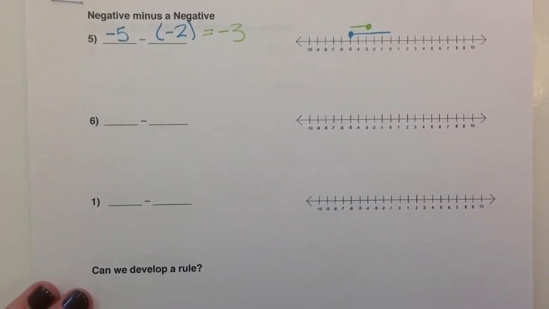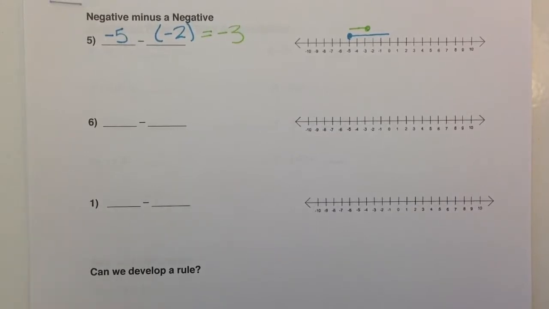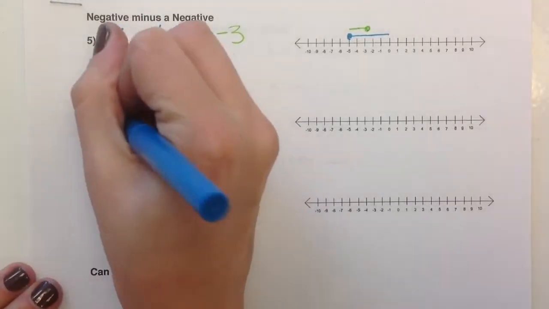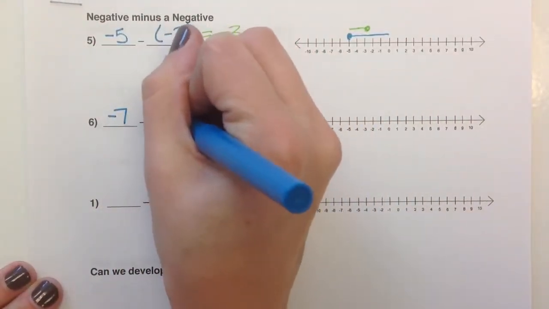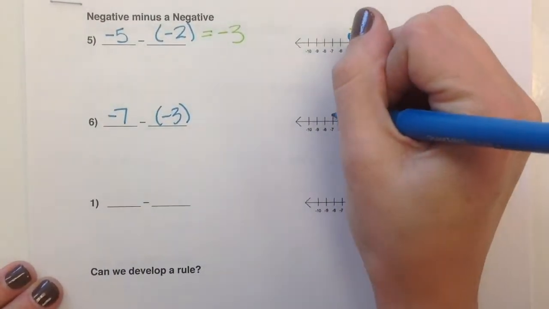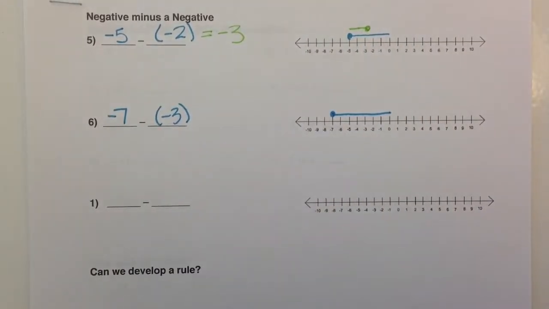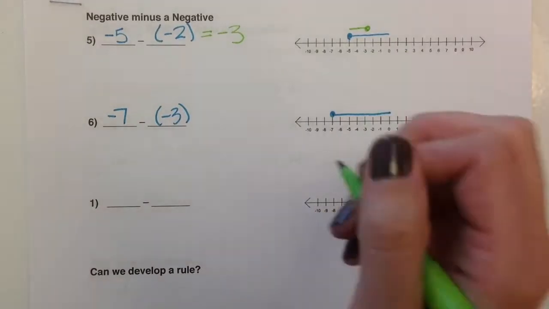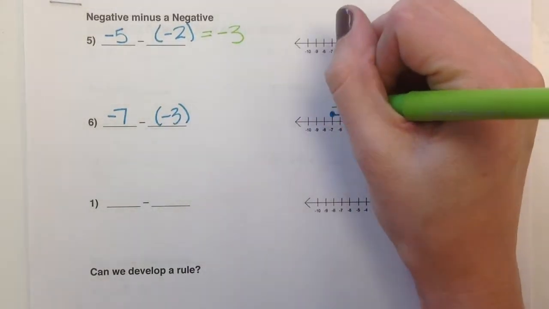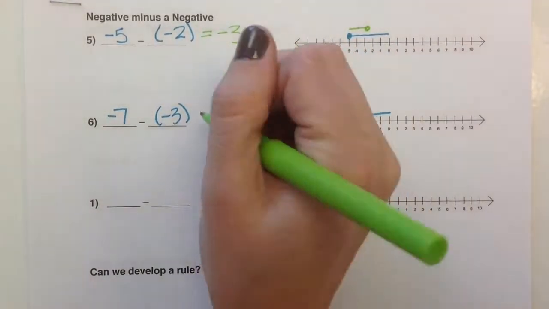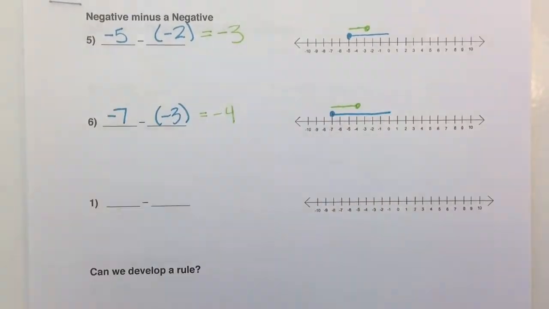Number 6, negative 7 minus negative 3. So we're starting at negative 7. When I subtract a positive, I go to the left. I'm subtracting a negative, so I'm going to the right 3, which lands me at negative 4.